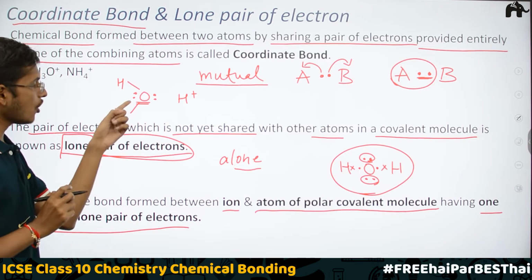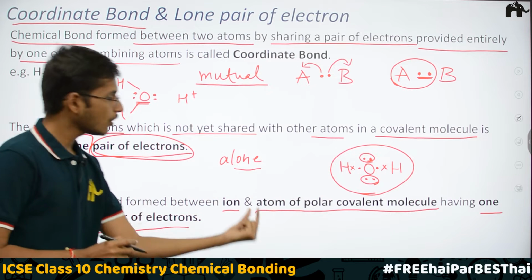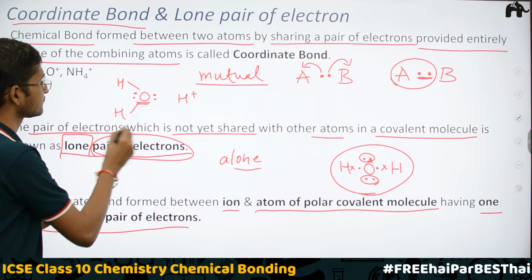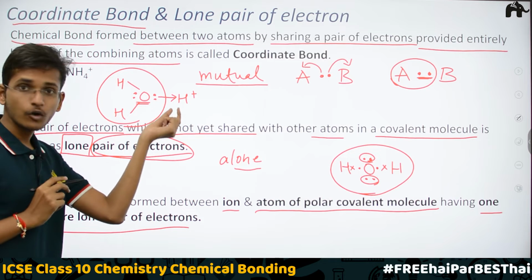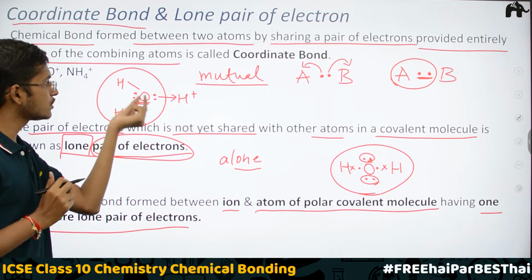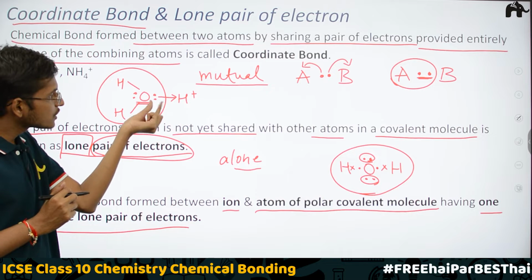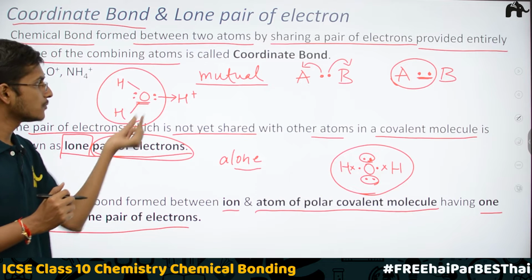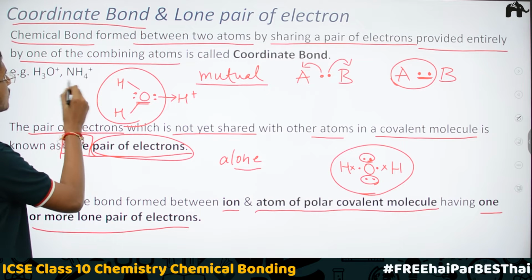the oxygen atom of, see, the ion is H plus, the atom is oxygen, of a polar covalent molecule. Water is a polar covalent molecule, correct? So the bond which is formed between this ion and the atom of the polar covalent molecule is a coordinate bond, and we are going to study this type of bond, which is formed between an ion and the atom of a polar covalent molecule. In the same way we can also see NH4 plus.